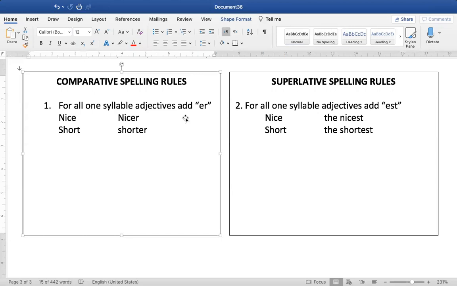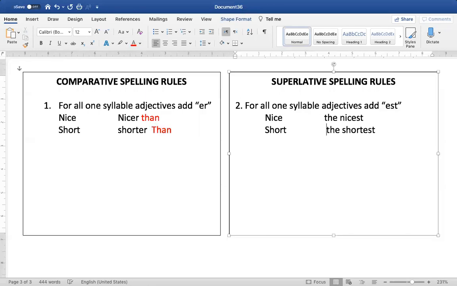And you can even say nicer than. You can definitely say, yeah, I think it's good to add that. We can definitely say nicer than. So this than is an obligation for the comparative form, or shorter than. That is actually something important to take into consideration. And likewise, if you would like to use the adjective in the superlative form, the definite article is very important here.